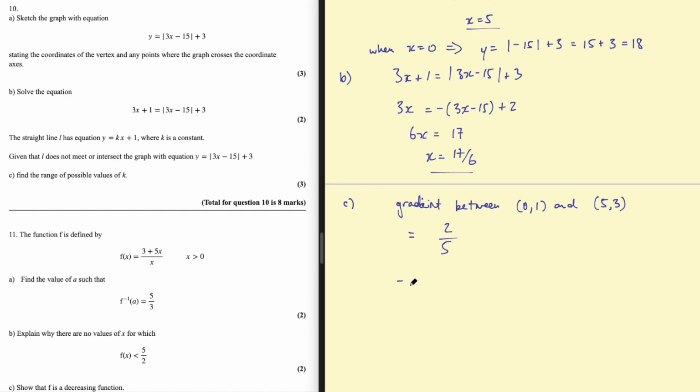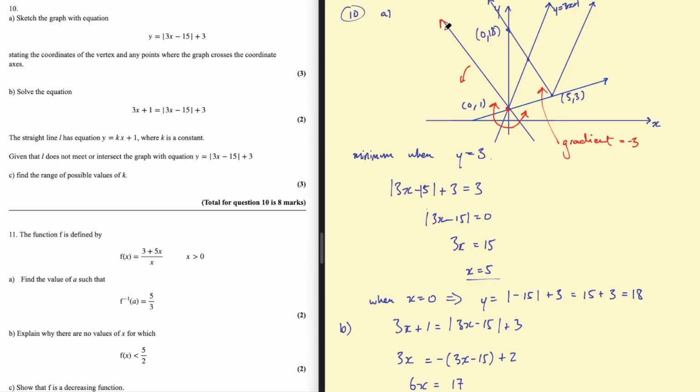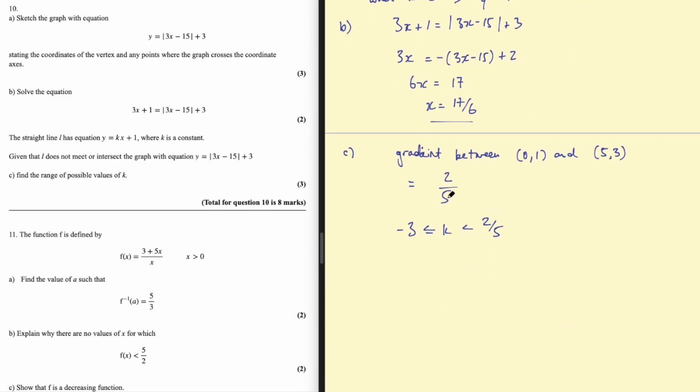So k is greater than or equal to -3, and less than 2/5. Again, that would be a line with a gradient anywhere in here. As long as it's not in this part, it would not intersect with that graph. Okay, so that's the answer to part C, and that was question 10 for 8 marks.